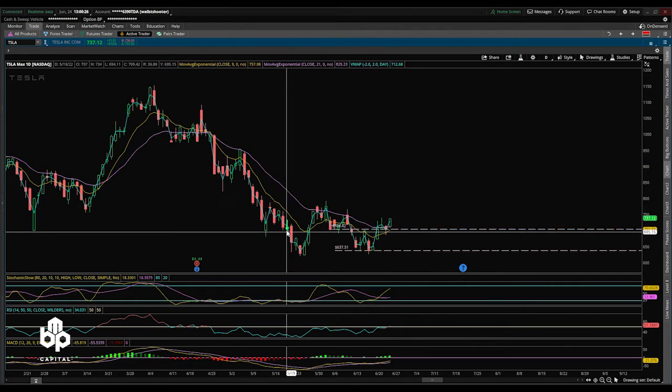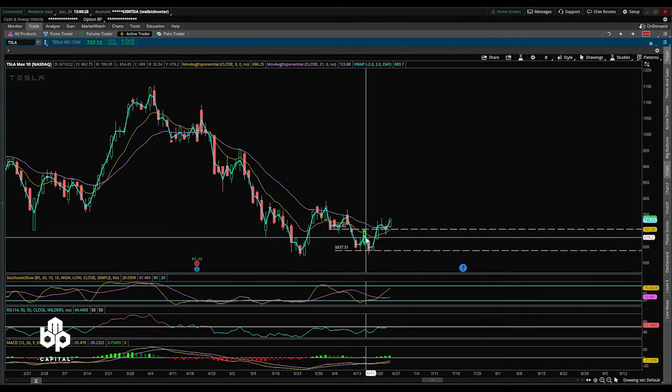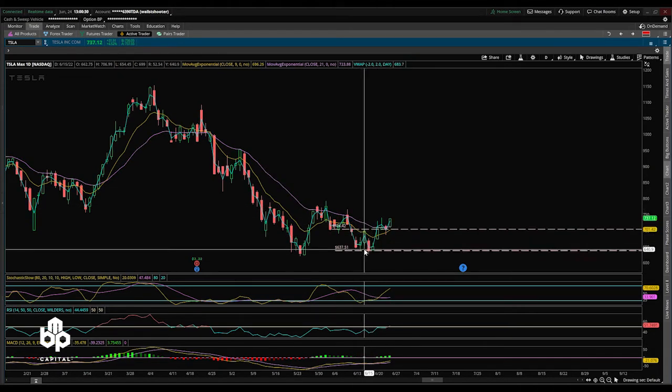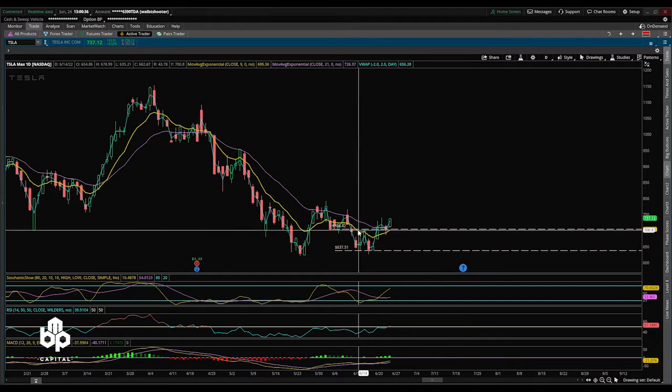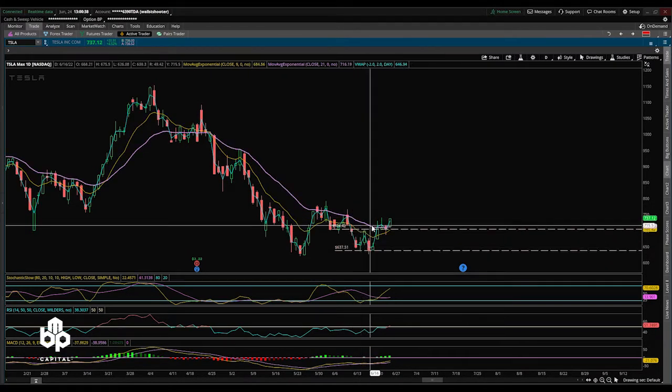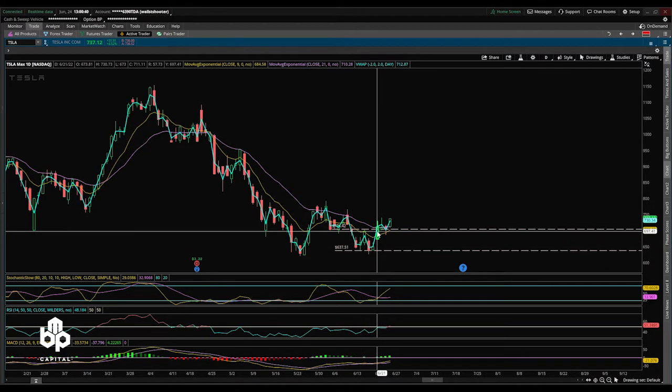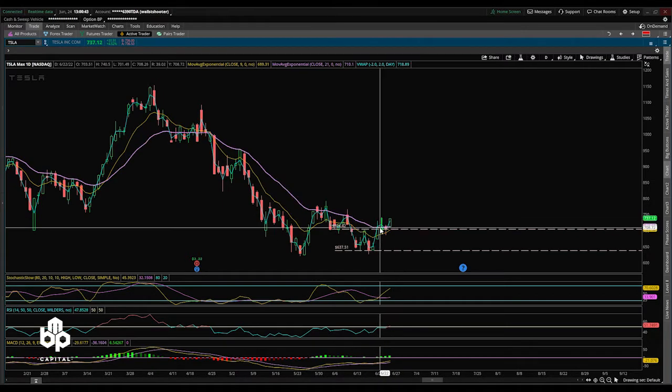Maybe easier. Boom, we got our resistance. Rejected. Boom, what does it do? Finds 637.51 again, bounces off that. And now what happened? We broke resistance. Double bottom, broke the neckline. Is it a good time to get in this trade? Maybe. Not a lot of volume, right?